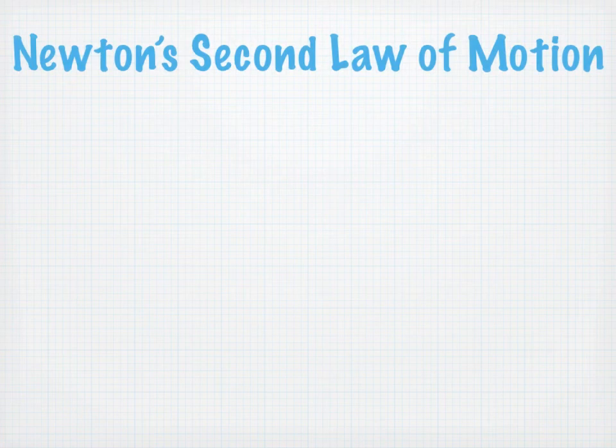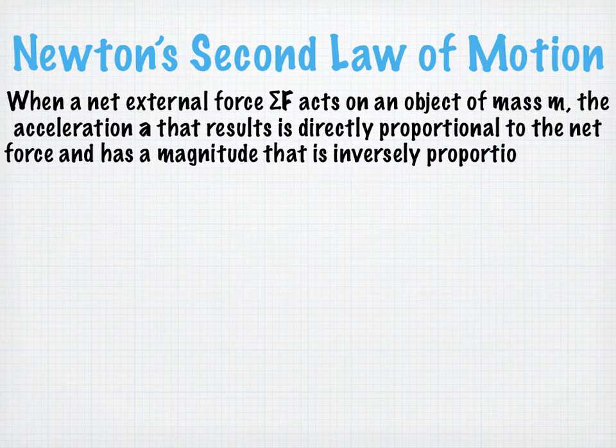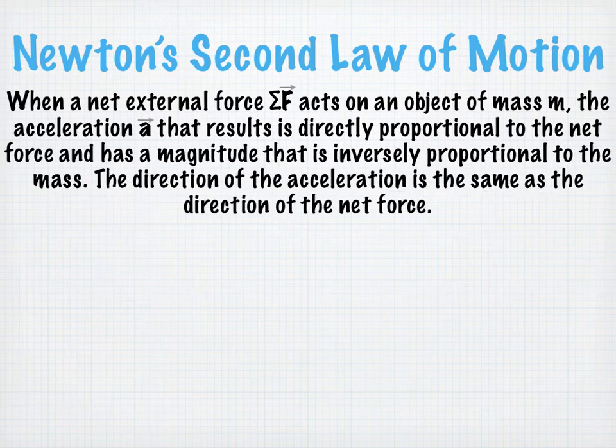Newton's second law of motion states that when a net external force, sigma F, acts on an object of mass m, the acceleration a that results is directly proportional to the net force and has a magnitude that is inversely proportional to the mass. The direction of the acceleration is the same as the direction of the net force. It's kind of a fancy way of saying that the acceleration of an object equals the net force applied to the object divided by the mass of the object.